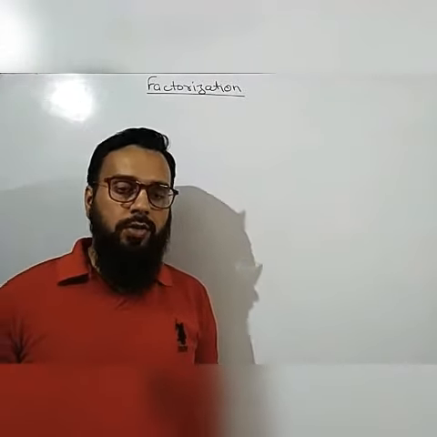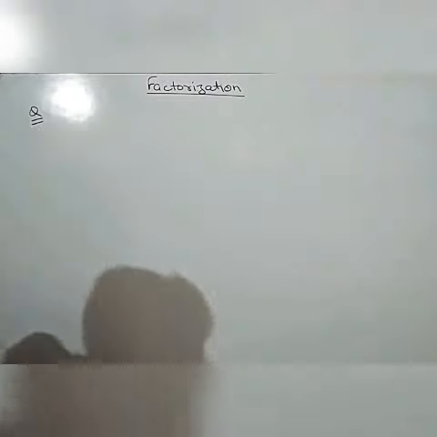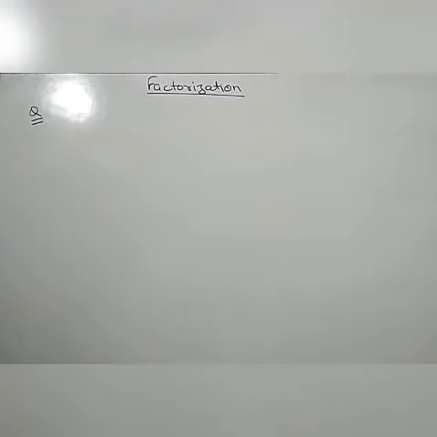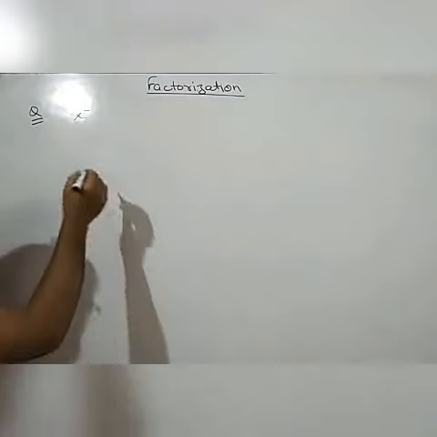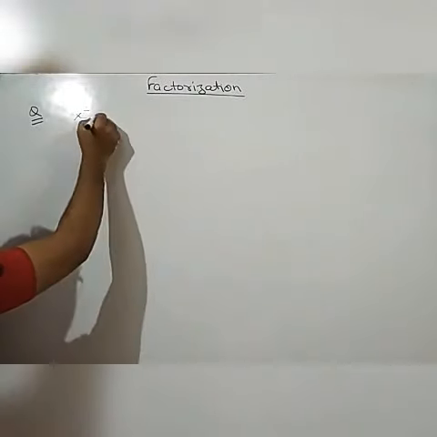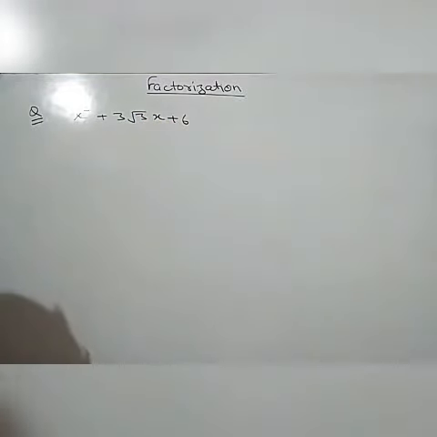So let us take an example. We have already discussed how to factorize by splitting the middle term. So today I am starting with the square root term in a quadratic expression, and that we have to factorize by splitting the middle term. So let us take a question. The question is x square plus 3 root 3x plus 6. This is our question and we have to factorize this by splitting the middle term.